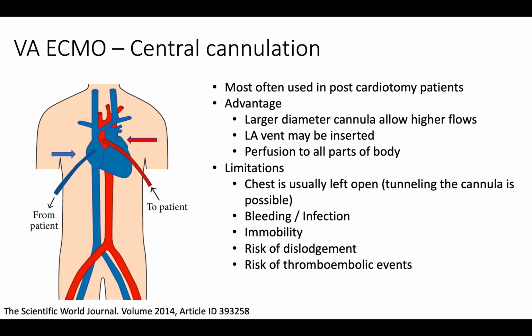Also, with central cannulation, oxygenated blood will be supplied to all parts of the body, including the aortic root, as the cannula is positioned in the ascending aorta. The major disadvantage of central cannulation is that bleeding risk is much more significant compared to peripheral cannulation. Also, the chest is often left open, increasing the risk of infection.